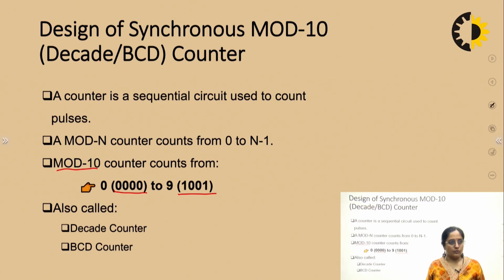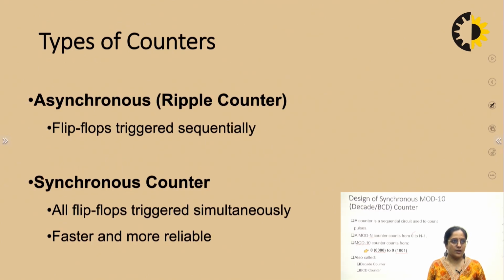A counter is basically a sequential circuit which is used to count a sequence, or we can say pulses. In the generalized case, a mod n counter will count from 0 to n minus 1, because 0 is one state, the initial state. So the total states are n, but the maximum count will be n minus 1. So now we can see how to design this synchronous counter.